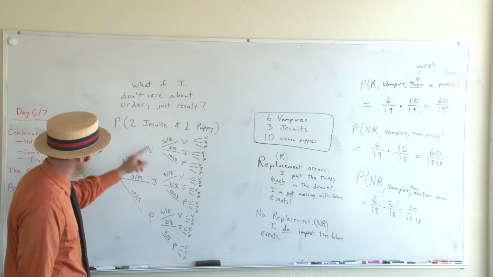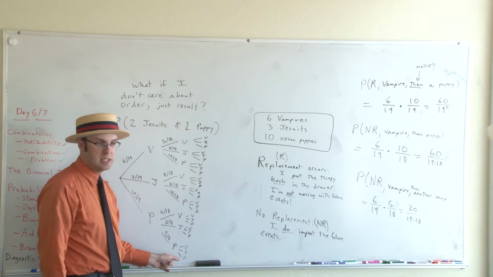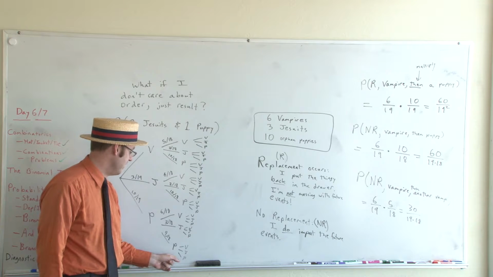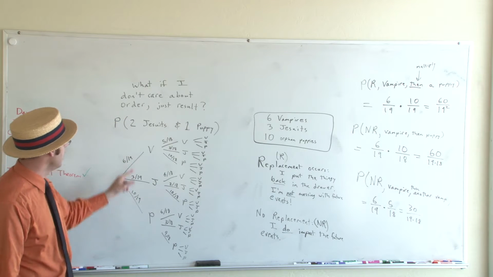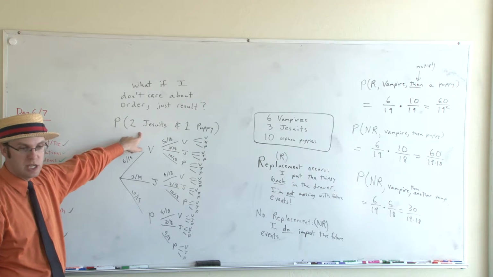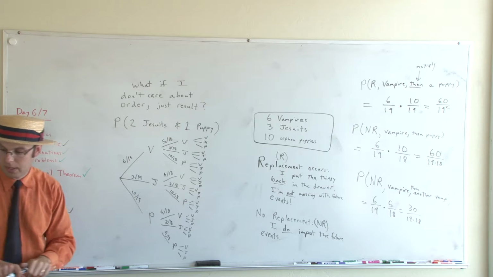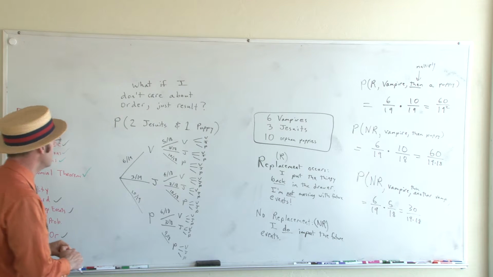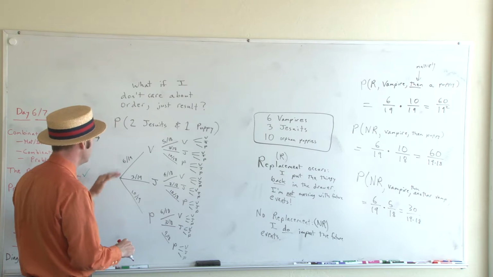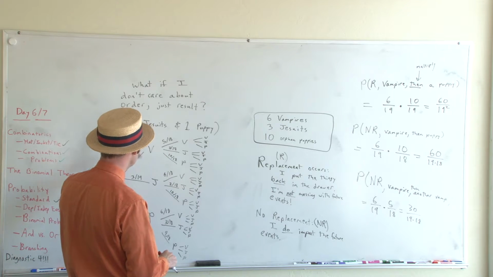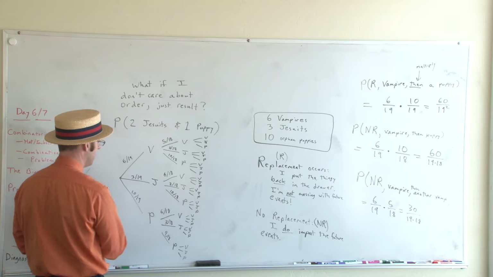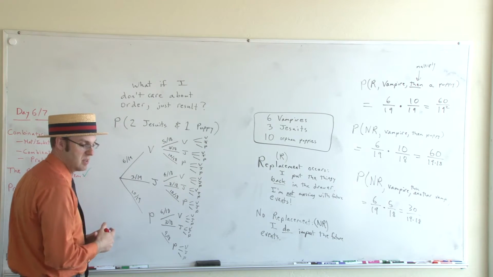So, you'll notice I didn't write the probabilities down on all of these because I'm only interested in branches that have 2 Jesuits and 1 puppy in them. I'm not going to write the probabilities on all of them until I find which ones I want. So I want 2 Jesuits and a puppy. I don't want any vampires, so I don't care about any of this stuff.